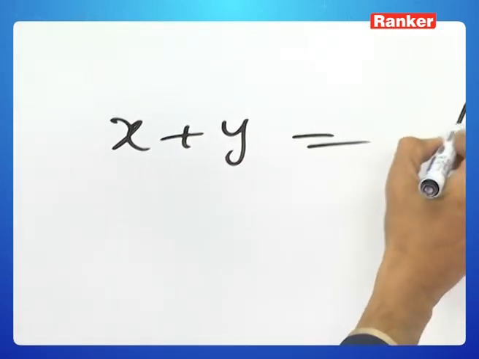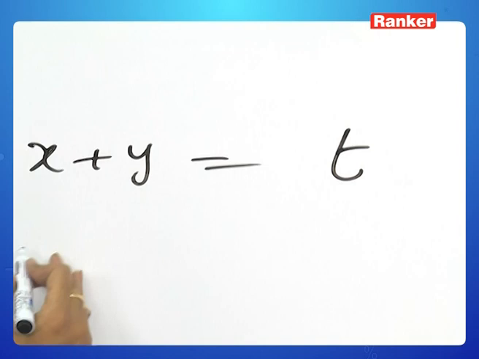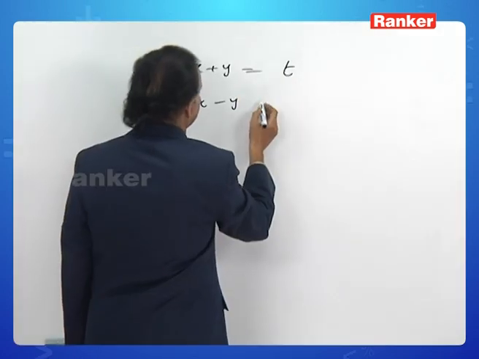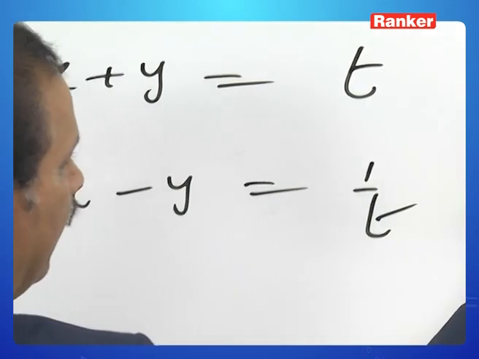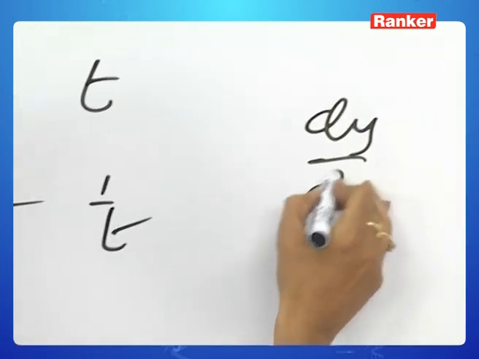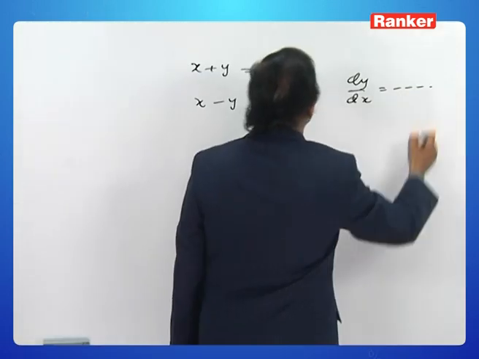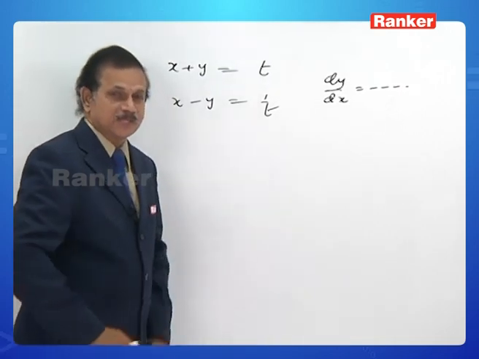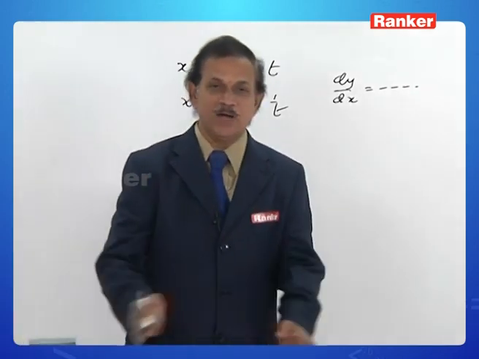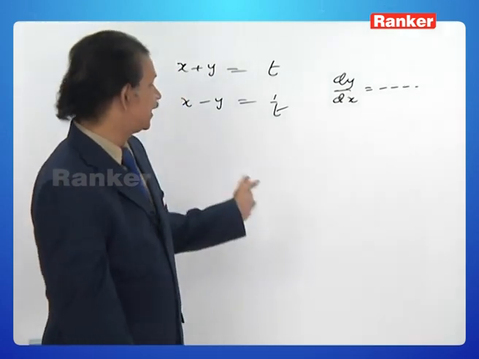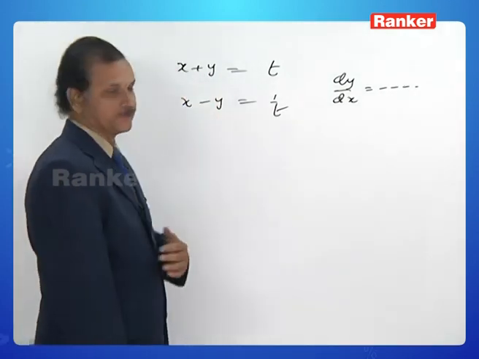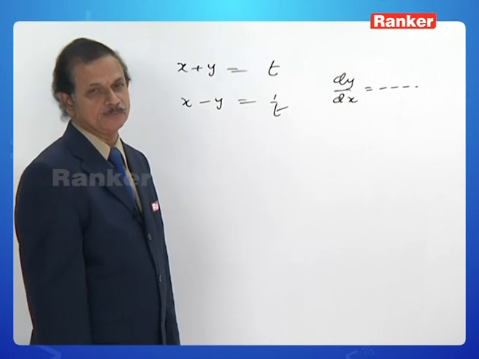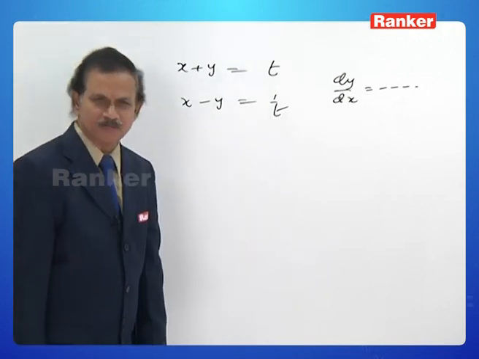x plus y is equal to t and x minus y is equal to 1 by t. Then dy by dx is equal to? In the previous case, we were given x and y individually. But here we are given an implicit function, in a combination. Well, we want to have dy by dx.